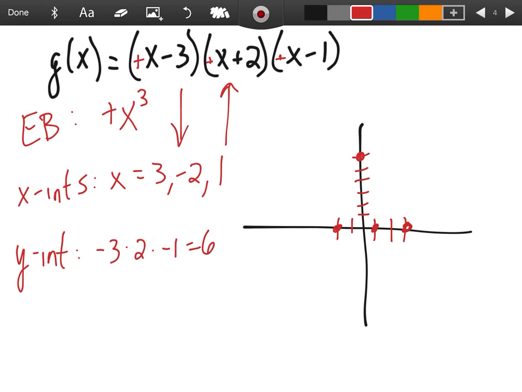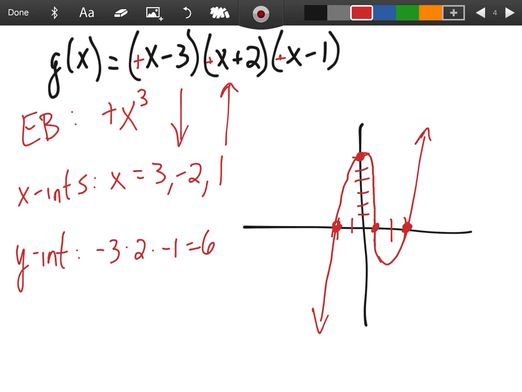My arrow that goes to the left should point down. So from here, I'm just pointed down. I'll go up, touch this y-intercept, come back through, and then go back up, and my arrow on the right should point up. So the only places that I'm crossing the x-axis are at negative 2, 1, and positive 3. My left arrow points down, my right arrow points up, and I also cross the y-axis at y equals 6.